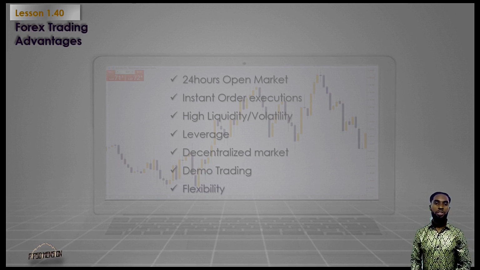And this makes the forex market more flexible because you decide when and how to get in and out of the market. Thus, you decide to either become a full-time forex trader or a part-time forex trader.